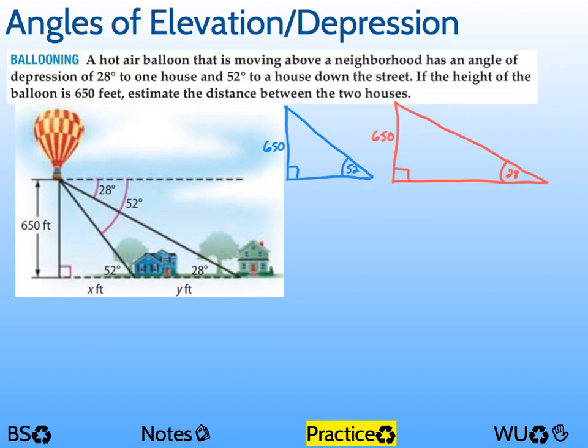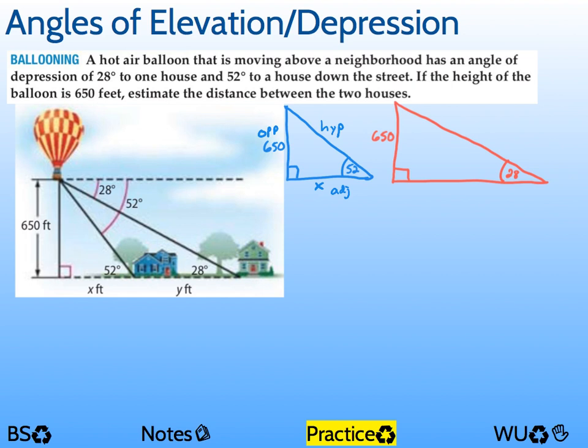This problem is asking you to find the distance between the two houses. That's y in the diagram. So first, to find it, I'm going to use the blue triangle that I've separated right here and find x. And then I'm going to use the red triangle, which is this one, to find this distance here, or x plus y. So first, when finding x, I'm going to use this, and I'm going to label the sides. 650 is the opposite, x is the adjacent, and the hypotenuse is not used.